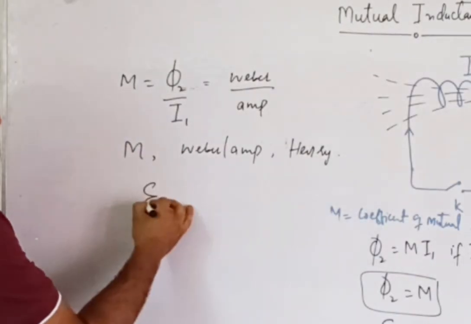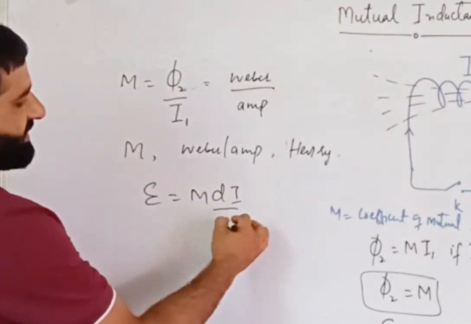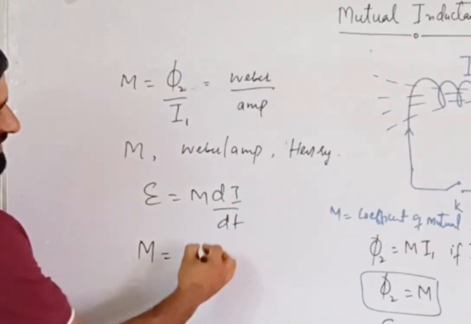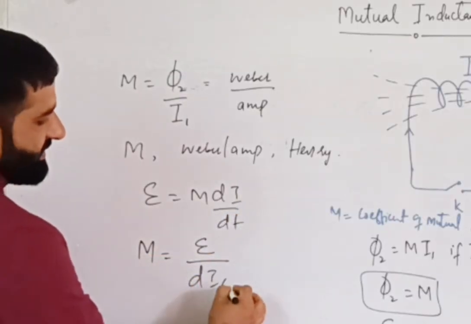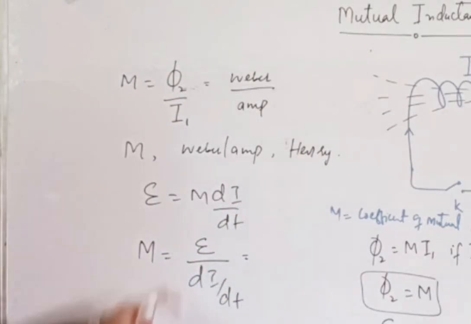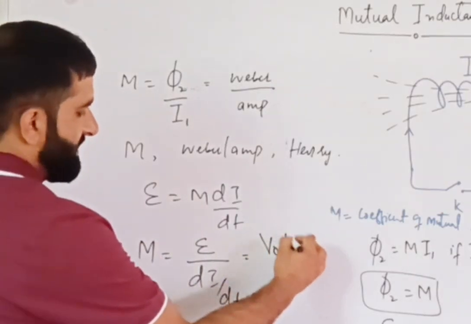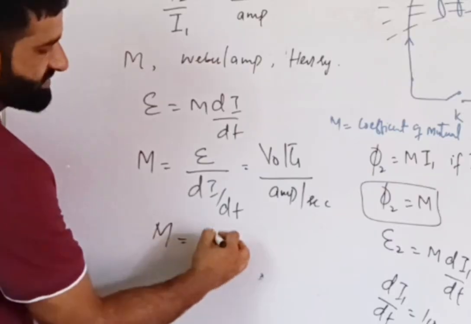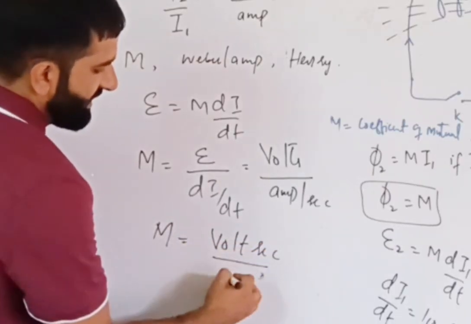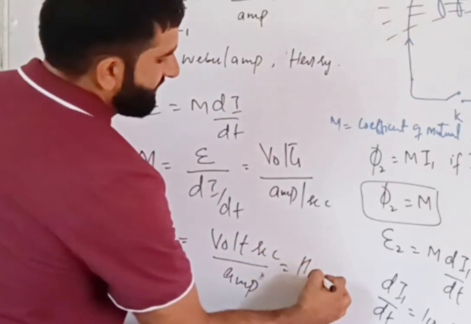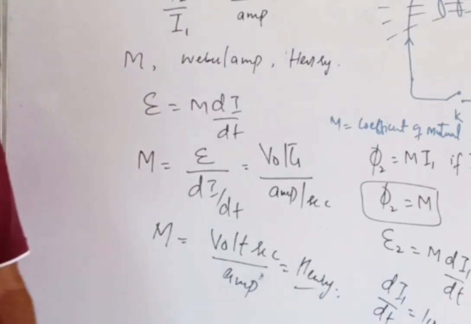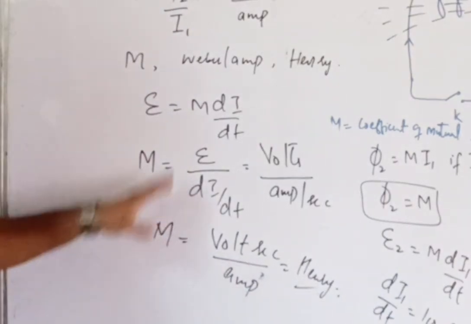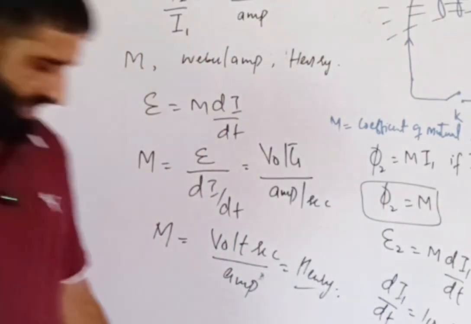Now from this equation, E is equal to M dI by dt, so the coefficient of mutual inductance is E divided by dI by dt. The units of EMF are volts, current are ampere, and time are seconds. So the SI units are volt second per ampere, and that volt second per ampere is also called Henry. So the SI unit is Henry, which is equal to Weber per ampere or volt second per ampere.